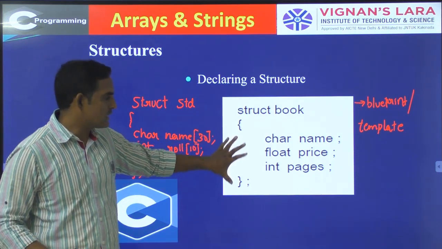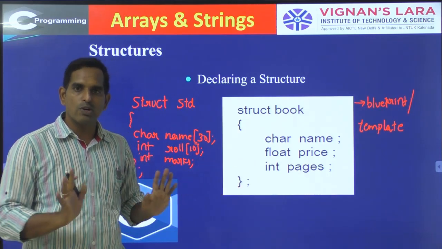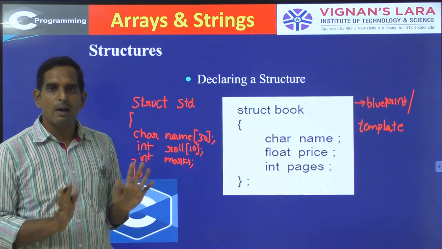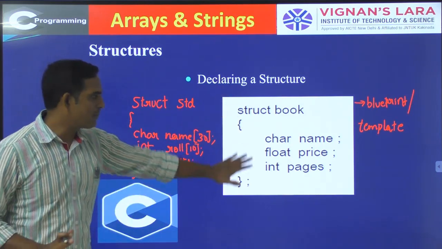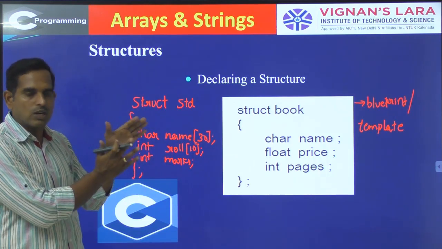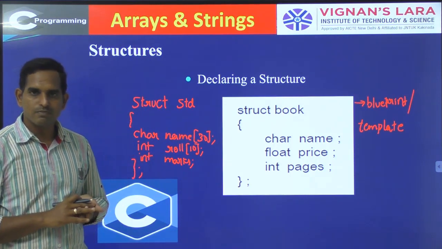Okay. So this is an outline for your book where you are having name, price and pages, but you don't have memory for this one. When I declare a structure, you will not be having memory for that particular structure. So here also you will not be having memory, here also you will not be having any memory. It is just an outline or a blueprint. From this blueprint you will be creating the actual items.